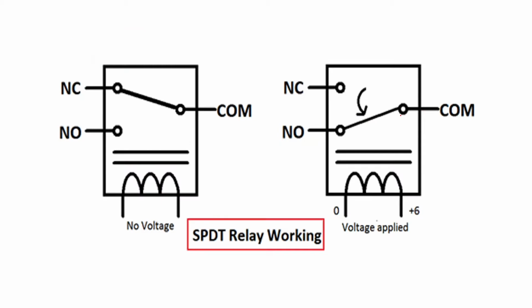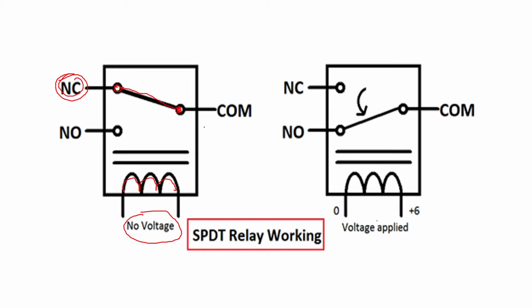Here you can see when there is no voltage applied to the coil, this relay will be having a coil which can be energized. No voltage is applied to this coil, and when there is no voltage applied, there is no electromagnetic field. So there is no magnetic field here, and the connection from here is at present given to the normally closed type of connection. So this common point is connected to normally closed.